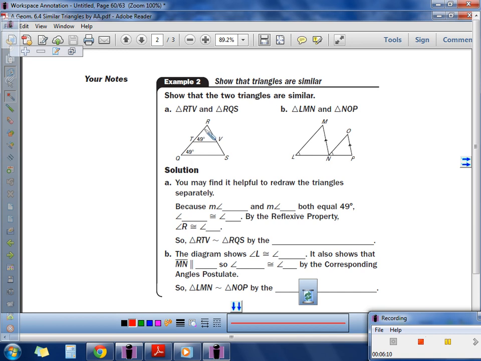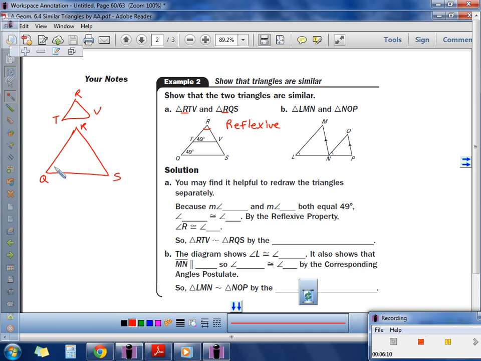Okay, but why is angle R the same on both? It's shared. What was that property for shared? Reflexive. Please make note of that. You're going to see that all year long. Those angles are reflexive. If you look up here, they both contain angle R. And if you draw them separately, they both have angle R up there at the top.